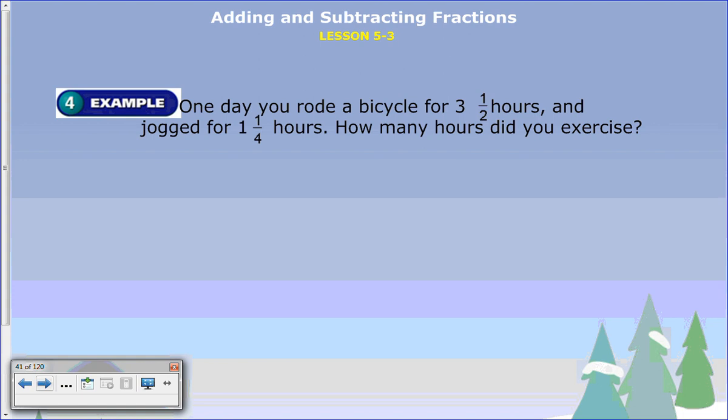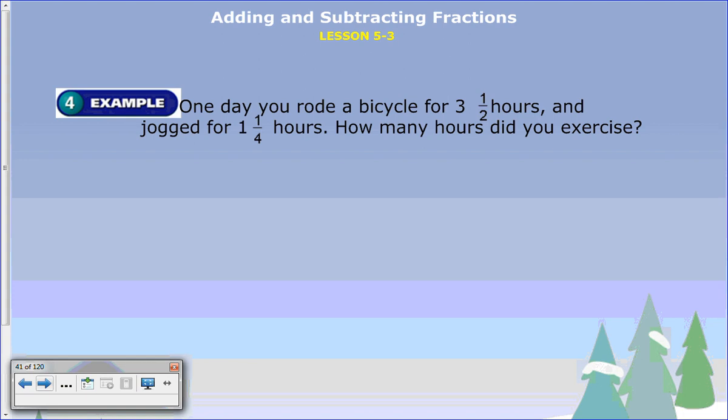So now we have a word problem of it. One day you rode a bicycle for 3.5 hours and jogged for 1 1/4 hours. How many hours did you exercise total? Well, I want you to solve this one. I know you rode bike for 3.5 hours and jogged for 1 1/4 hours. So I need to find out how many total hours you worked out. So go through those same steps. Make them improper fractions, get the denominators the same, then add them together, then rewrite them as a mixed number. So go ahead and pause me now.